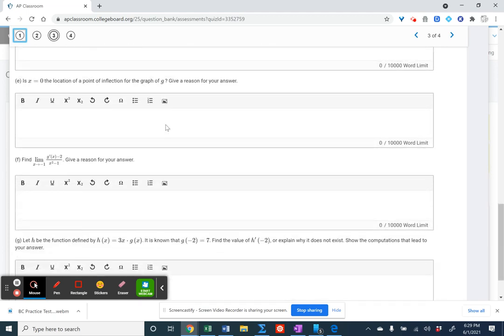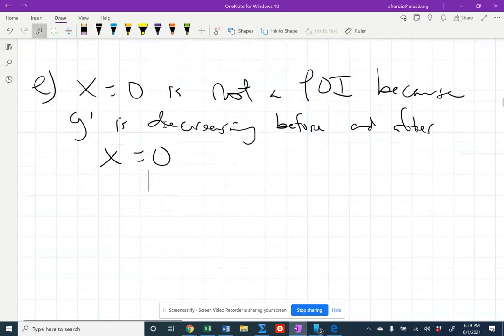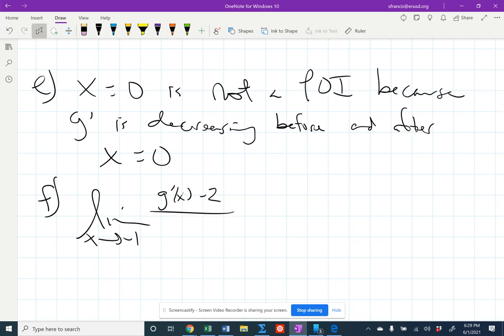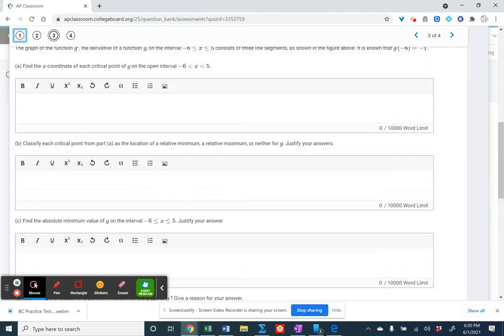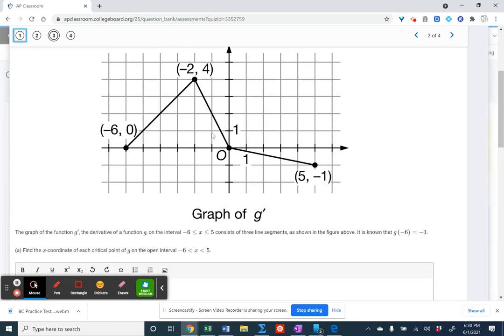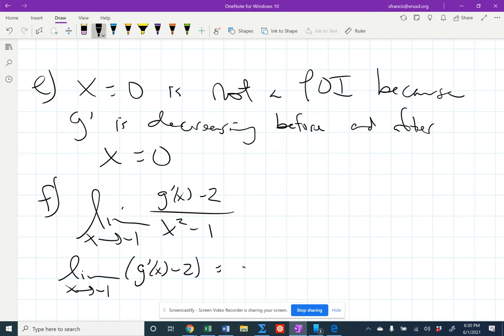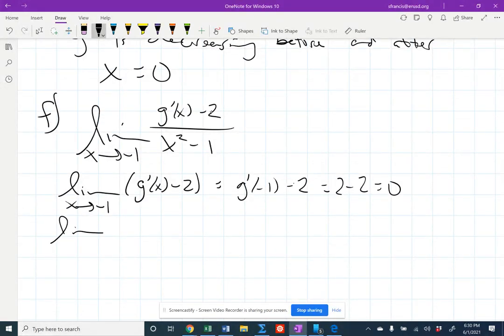All right, we get the limit as x approaches negative 1 of g prime of x minus 2, I think, over x squared minus 1. Let's do each of these separately because they love to see them on the AP exam. Now, g prime of negative 1, looking at the graph, looks like it's 2. So this is going to be g prime of negative 1 minus 2, which is 2 minus 2, which is 0. And then the limit as x approaches negative 1 of x squared minus 1 is also 0.